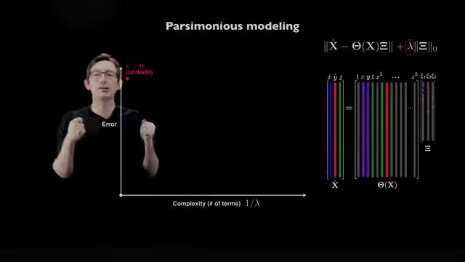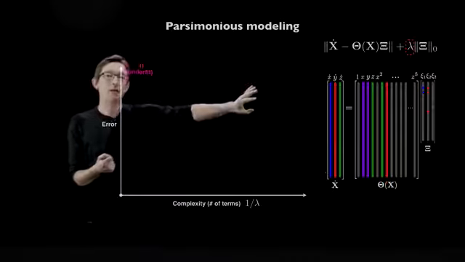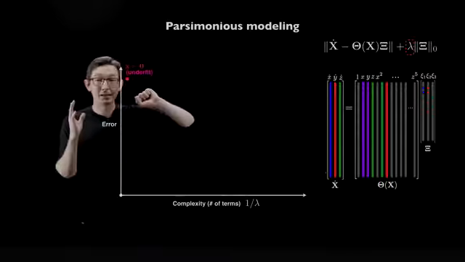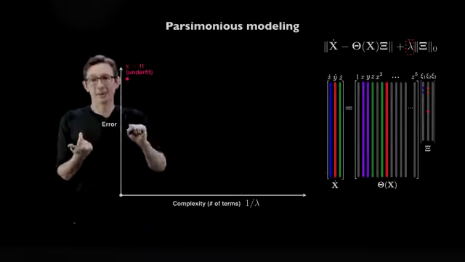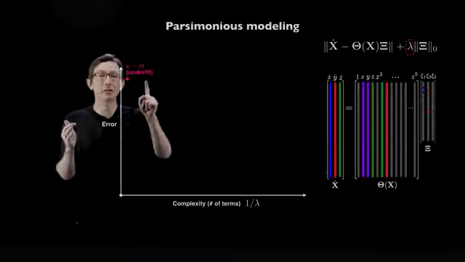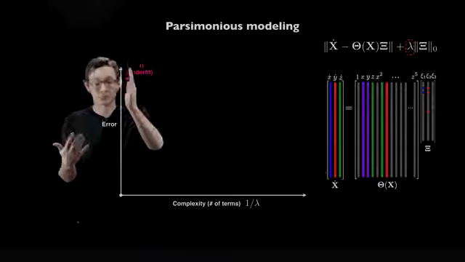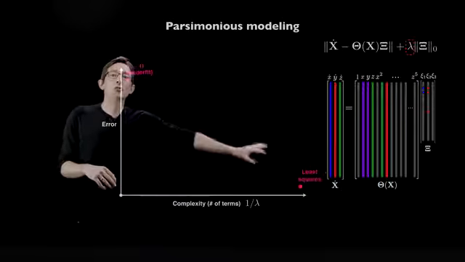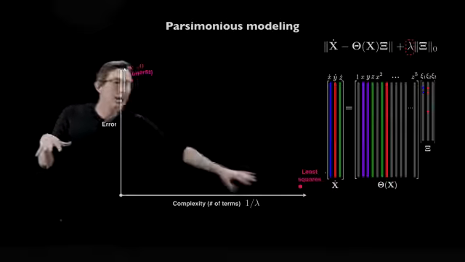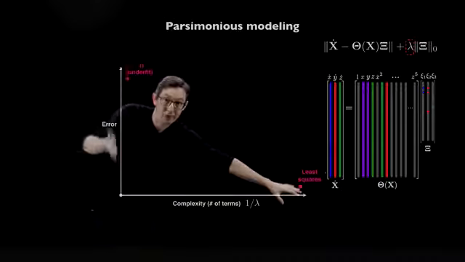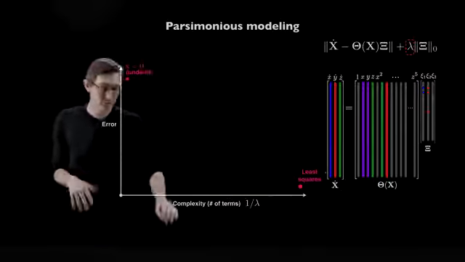So if lambda was infinity, if I made lambda really, really large so that I penalized sparsity so much, I will eventually get the trivial model x dot equals 0. It'll have no terms. And that's clearly underfit. It's very simple in terms of complexity, but it's got a huge amount of error. Okay? On the other extreme of the spectrum, if I have lambda equals 0, so I'm not penalizing sparsity at all, I get my least squares solution. I have very, very low error, but a tremendously complex model in terms of the number of terms.